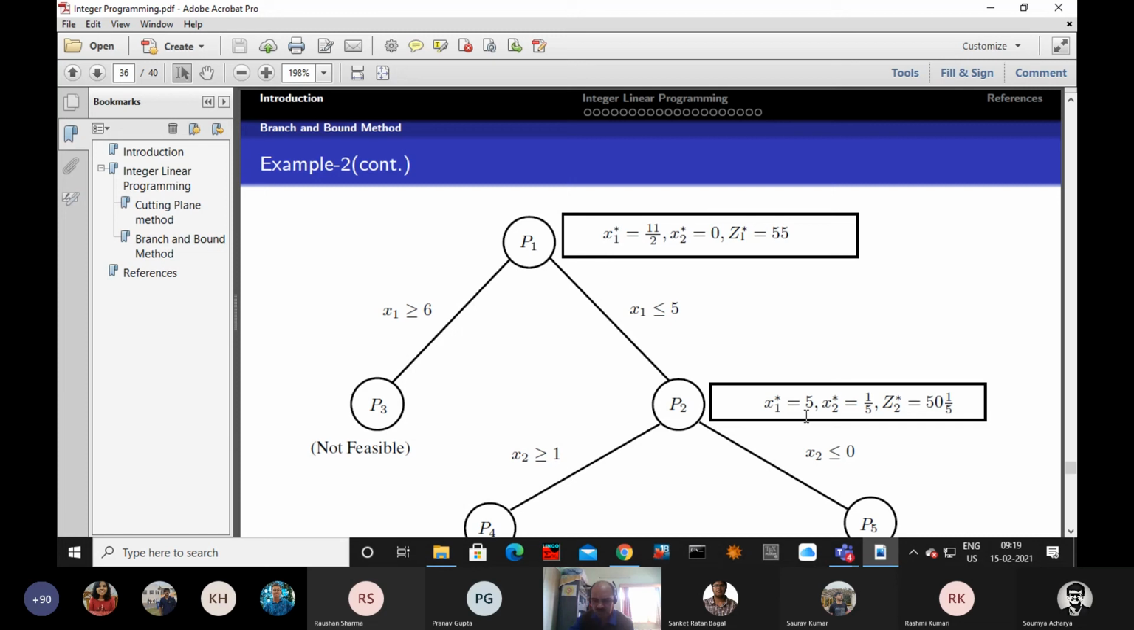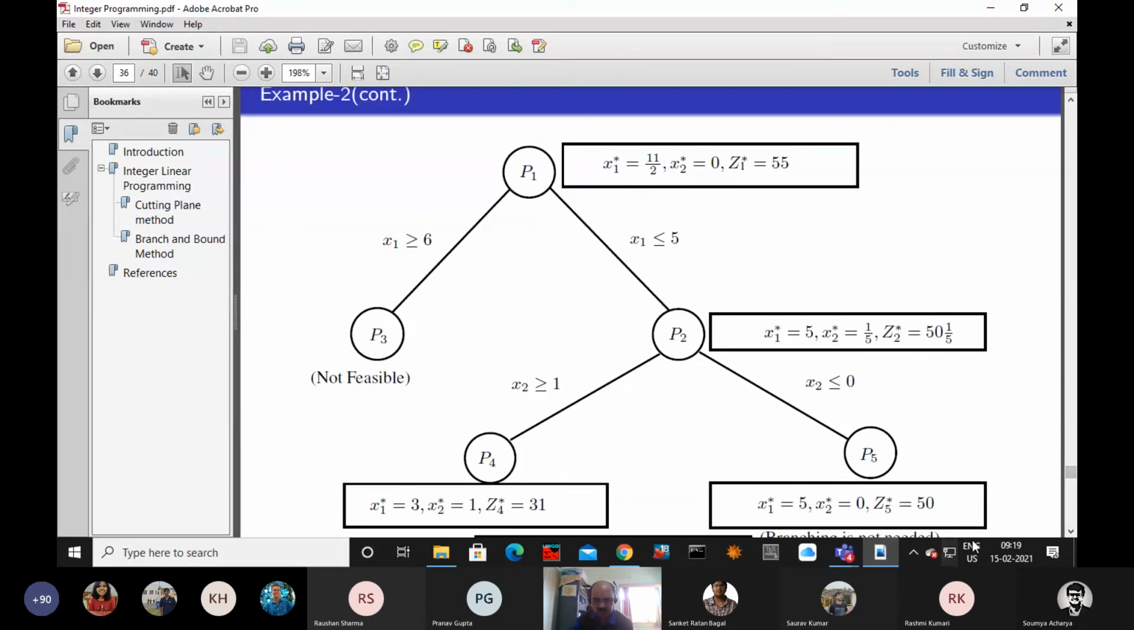Now P2 we are solving. x1 equal to 5, x2 equal to 1/5. Now you branch with respect to x2. So x2 less than or equal to 0 is one branch, and another is x2 greater than or equal to 1. What is happening to this? This is giving an integer solution, 31, and this is also giving an integer solution, 50. Which one will be considered? Now everything is completed.